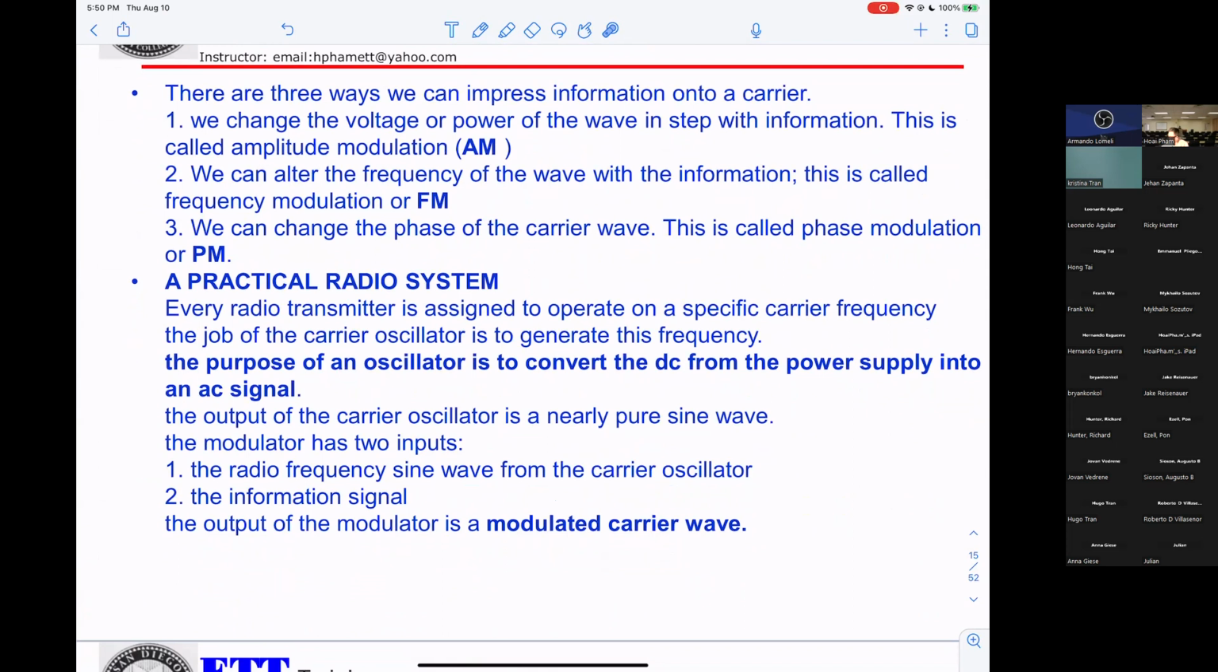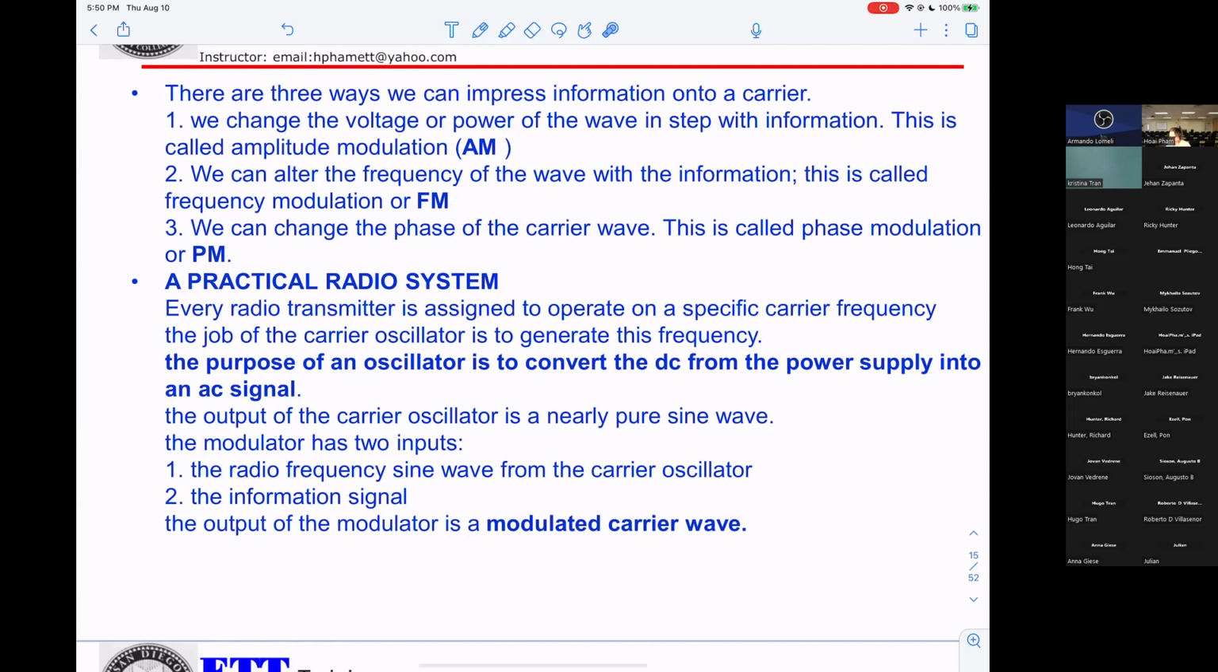We change the voltage or power of the wave in step with the information. This is called amplitude modulation. That means you change the amplitude of the signal. We can alter the frequency of the wave with the information. It is called frequency modulation.